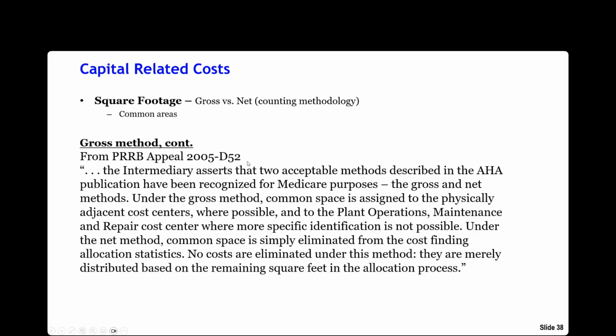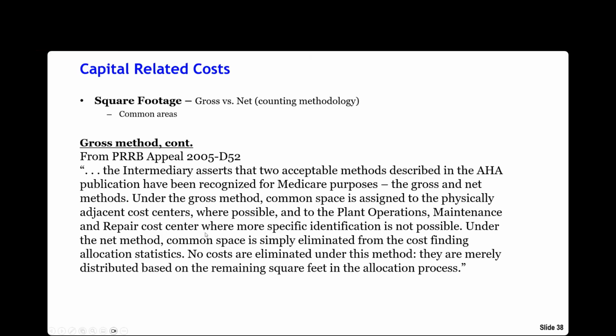We also have a little bit more information from an appeal that we had with the PRB way back in 2005. Common space is assigned to the physically adjacent cost centers, like the hallways. Now, key thing is where possible. It has to be related or close to a cost center, or otherwise it goes to plant operations if there's nothing else to identify.